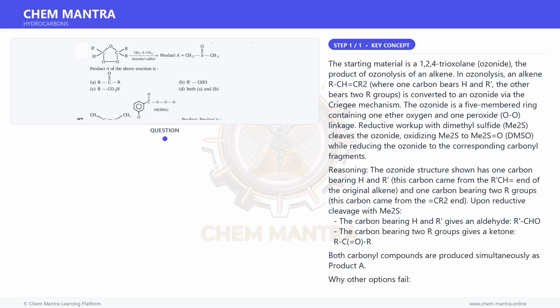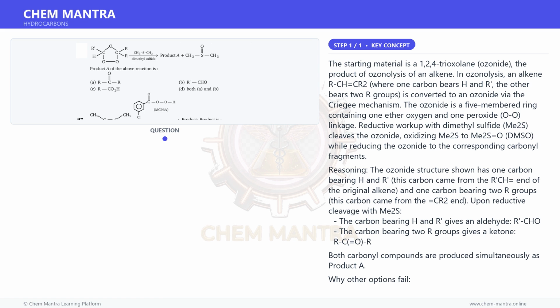The starting material is a 1,2,4-trioxolane, an ozonide, the product of ozonolysis of an alkene. In ozonolysis, an alkene RCH=CR2, where one carbon bears H and R and the other bears two R groups, is converted to an ozonide via the Criegee mechanism. The ozonide is a 5-membered ring containing one ether oxygen and one peroxide, O-O, linkage.